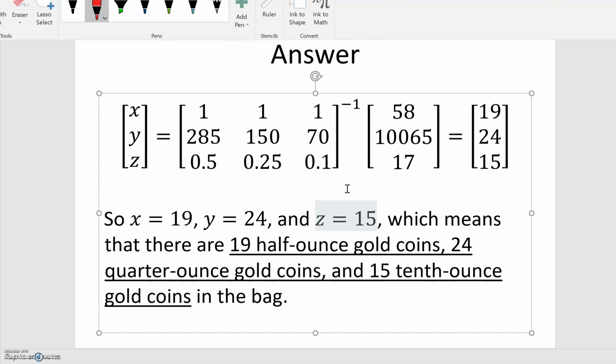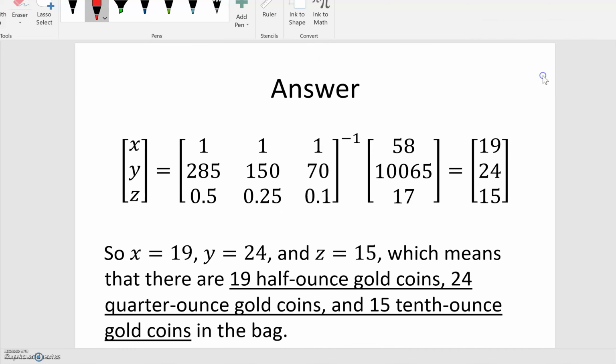Okay. 19 half ounce, 24 quarter ounce, 15 10th ounce. All right, let's move on.